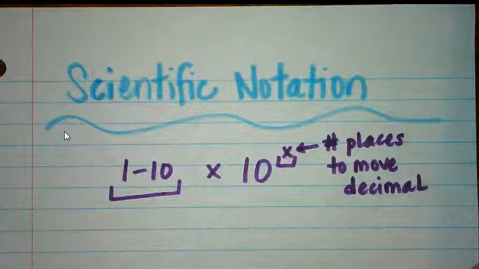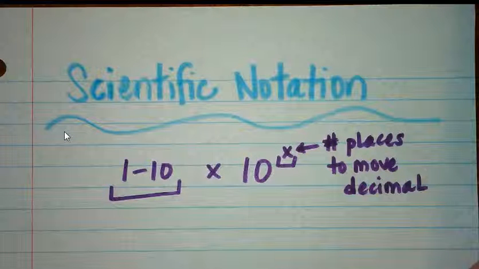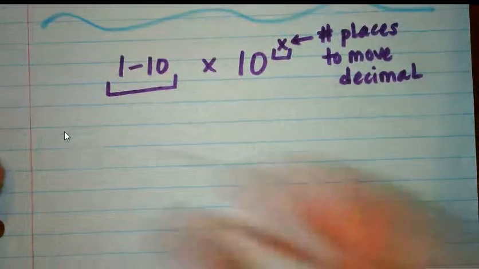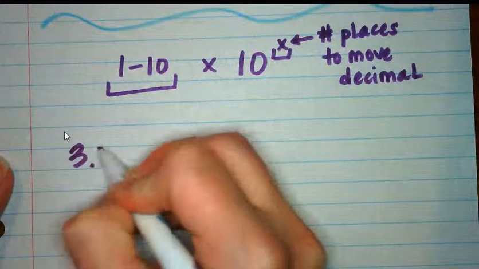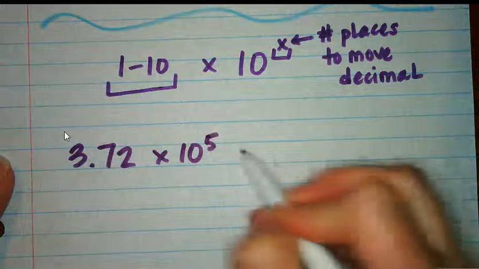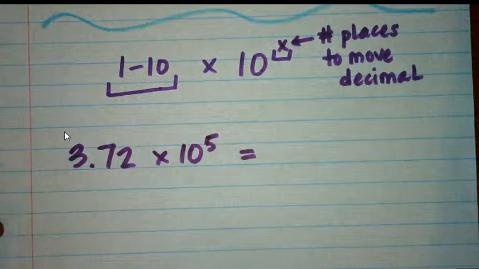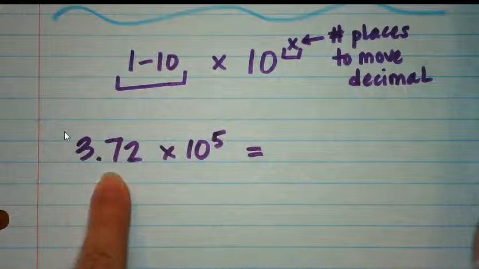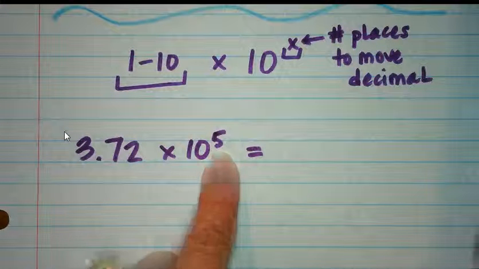Some of the questions are just going to ask you to transfer a number from scientific notation to standard form, which is how we typically write our numbers, or maybe from standard form into scientific notation. So we're going to do just a few examples. Let's say we had 3.72 times 10 to the 5th. If we want to write this in standard form, that's scientific notation, this number is between 1 and 10. That tells me how many places to move the decimal.